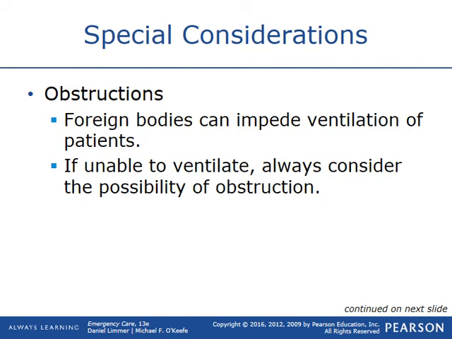Any obstructions? Foreign bodies can impede ventilation of the patients. Foreign bodies and the tongue are the top 2 causes of respiratory compromise in patients. If you're unable to ventilate the patient, always consider the possibility of some sort of obstruction.